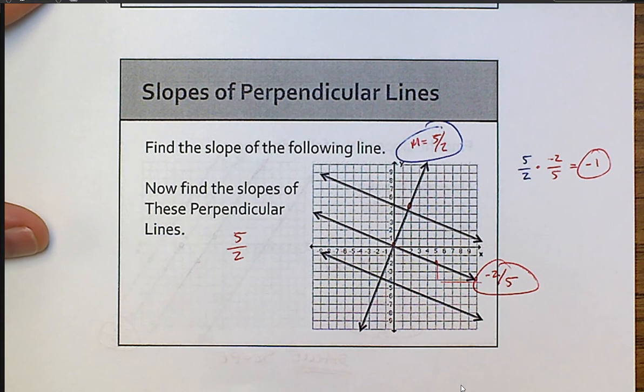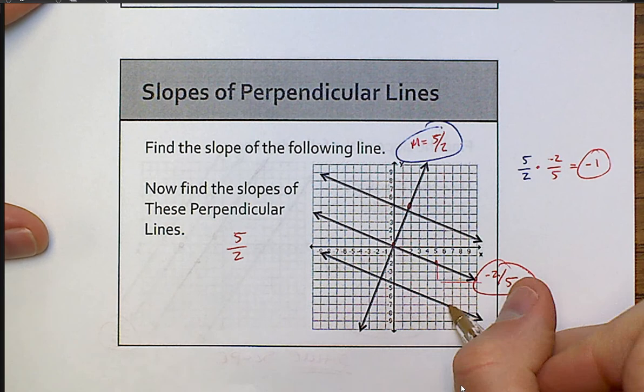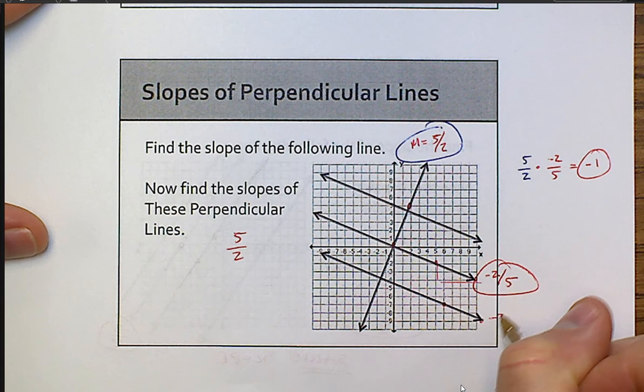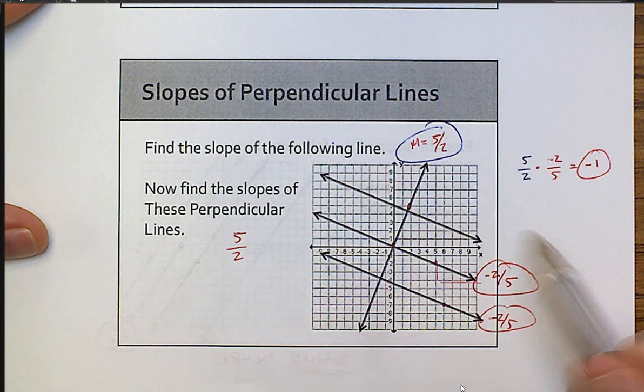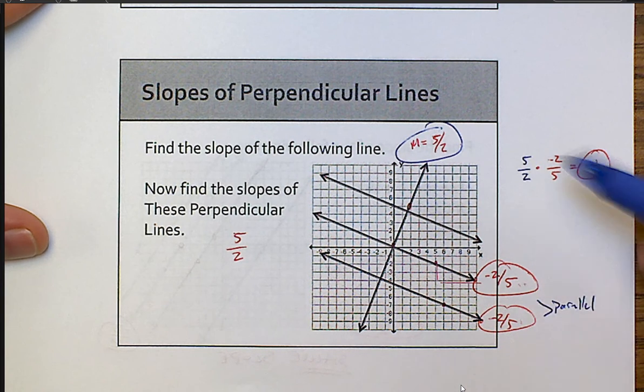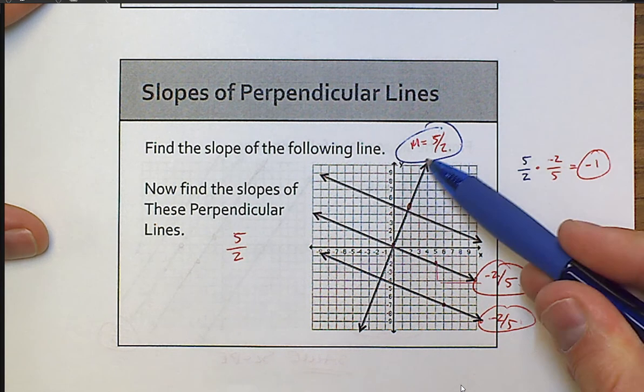If you were to find the slope of this line as well, it would also be down. Let's see if I can do it real quick. 1, 2, 1, 2, 3, 4, 5. Again, that's negative 2/5. So you can see that each of these lines are parallel to each other. These have the same slope. So these are parallel, but both of them are perpendicular to this line with a slope of 5/2.